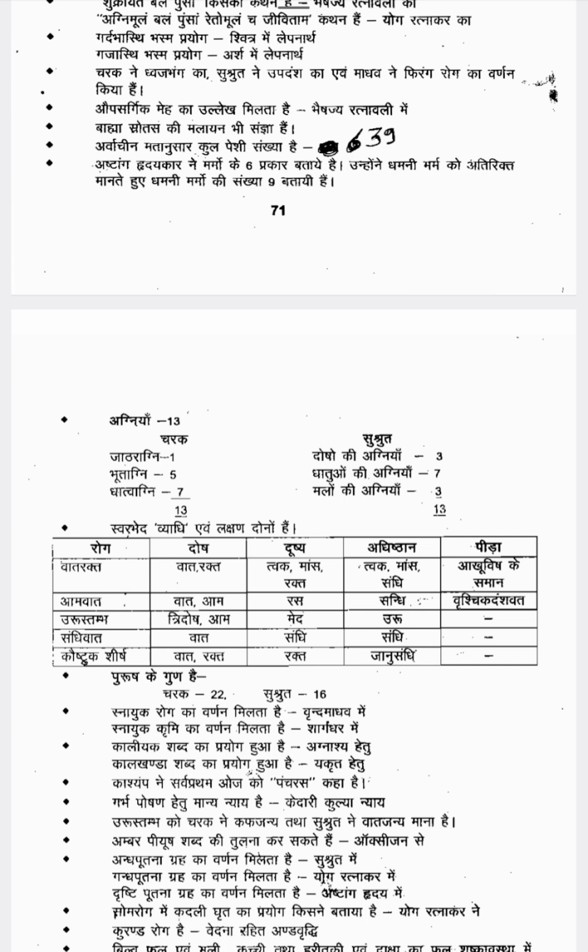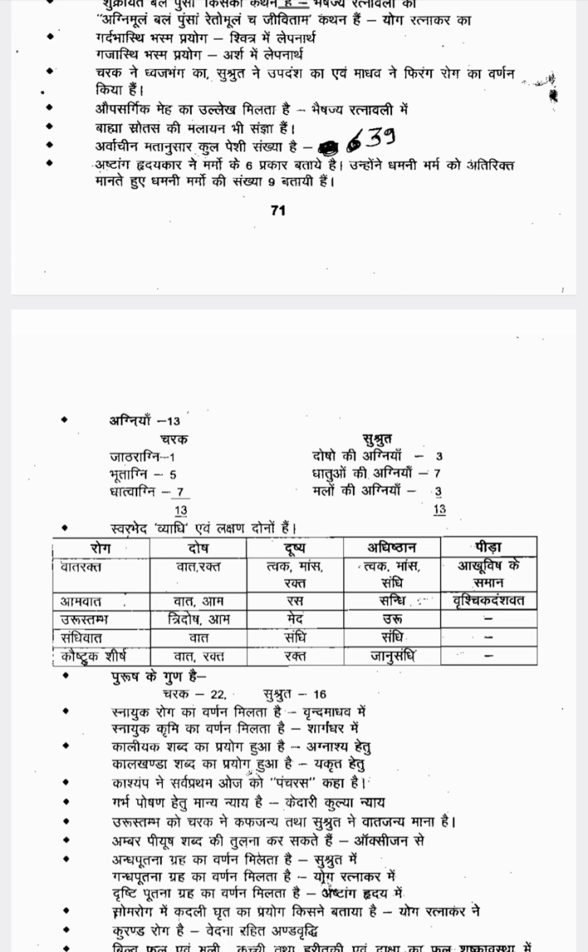Next one is Urustamba. So here Tridosha and Ama dosha are the responsible doshas, and it is vitiating Meda dhatu. It happens in the Uru, thigh region. Okay, stiffness of the thigh is Urustamba. So in Uru Pradesha, this Urustamba is happening. Sandhi Vada: the dosha responsible is Vada, the dushya is Sandhi, and the Adhishthana is Sandhi. Then Kroshtuka Shirsha. Here Vada and Rekta both are getting vitiated, Rekta dhatu is getting vitiated, and it is located in Janu Sandhi.